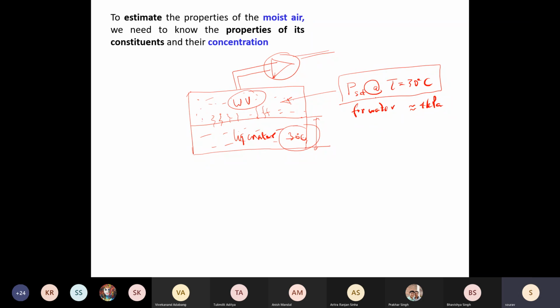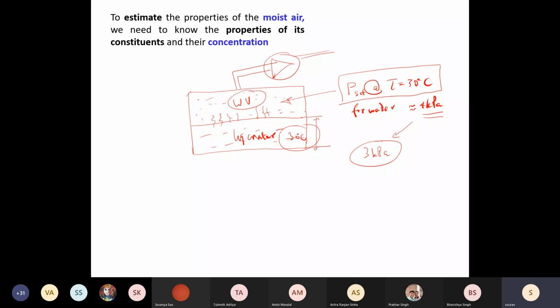Now suppose by some means, by using this vacuum pump, I am able to reduce the pressure from 4 kPa, which is corresponding to the saturation pressure at 30 degree, to 3 kPa. What will happen? More water will evaporate. So there will be phase change.